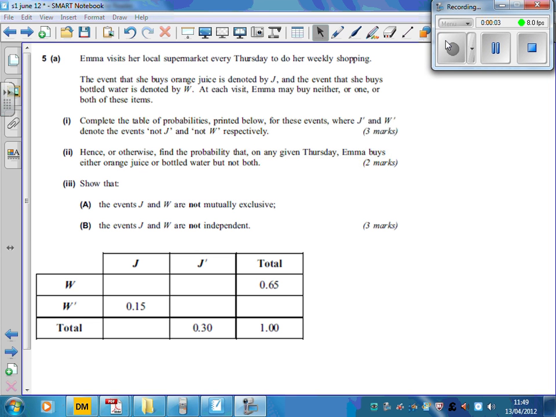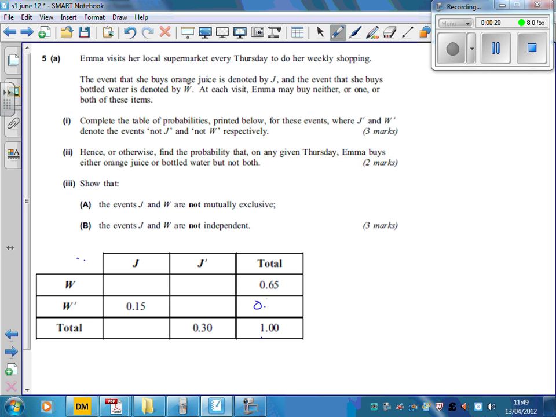Question 5 is our probability question. It has Emma going shopping to get her orange juice and her water. In the first part, we've got to fill in this table that's printed on the next page. Really, we're just going to say it's a two-way table, adding things up.